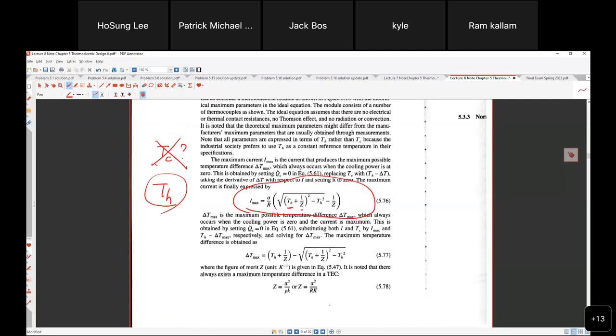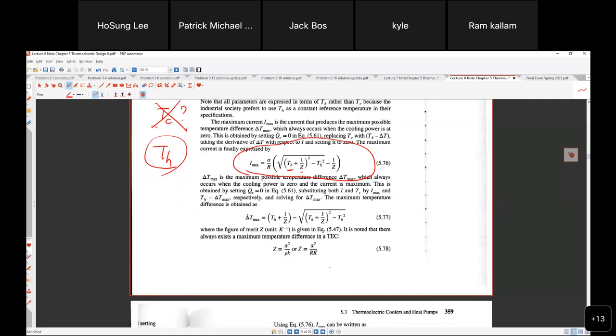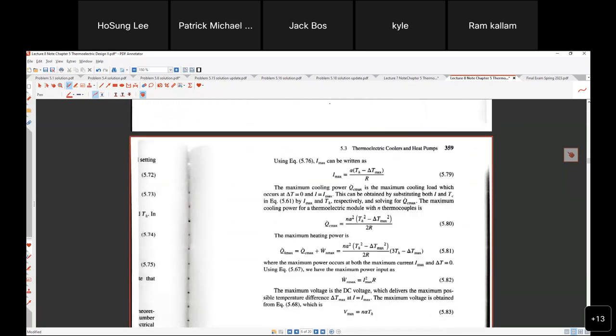In my book, that's the difference between the handbook and my book. So it turns out that there is a maximum temperature difference possible. I figured it out mathematically. And then Imax, I figured out. Qmax, interesting. Imax, again, has nothing to do with the GT. Qmax has nothing to do with the GT.